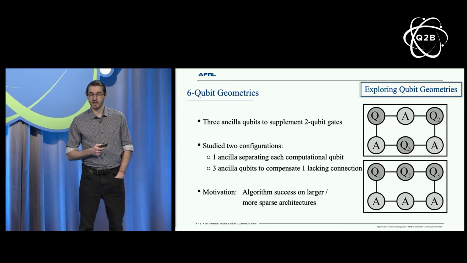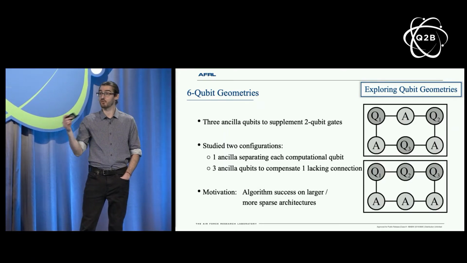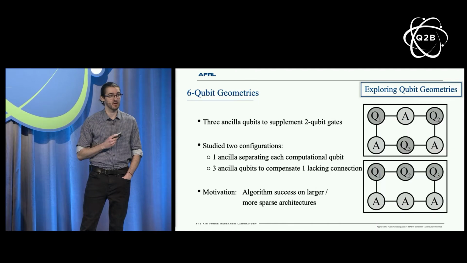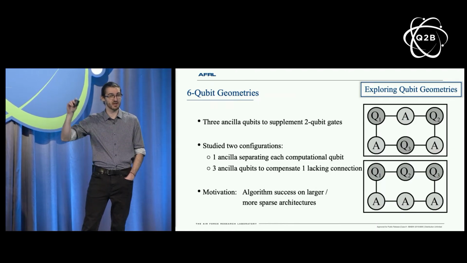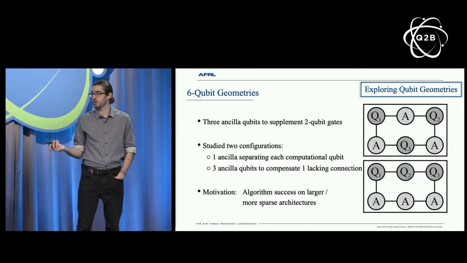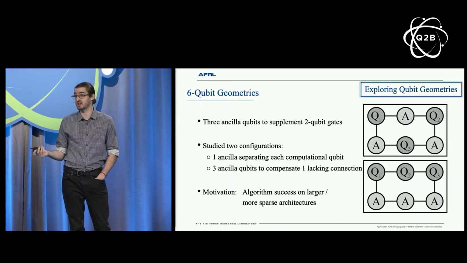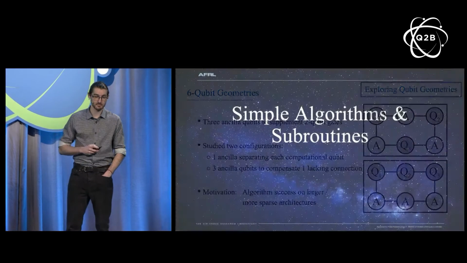And then the question is, okay, if I have the option of traversing through the central qubit versus a C-NOT chain around the ring, which is going to win? Am I going to get a higher success rate by introducing these 3 ancillas? And that's what we wanted to find out.